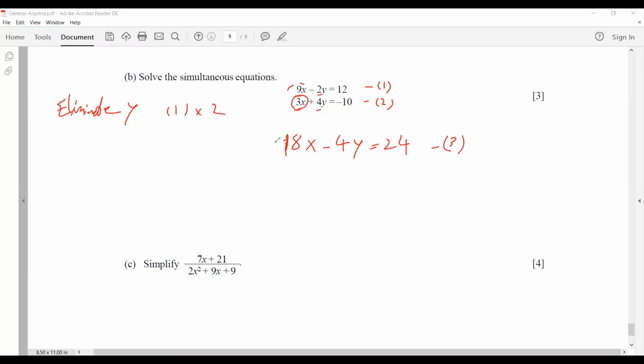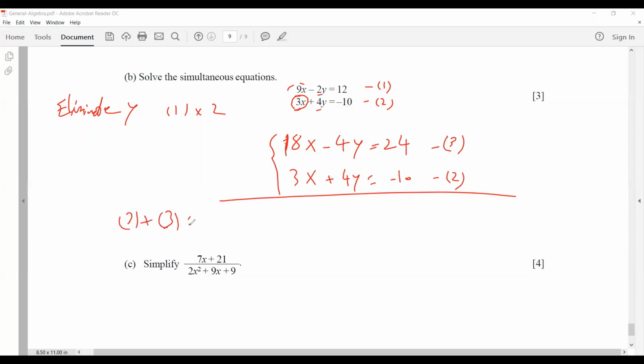Let's call it 3. And equation 2 remains untouched. So negative 3, this is still equation 2. And when you add everything, basically 2 plus 3, you get 21x. This is gone, 0, and you get 14. Okay, and x is found to be 2 over 3, right? 14 over 21 is 2 over 3.